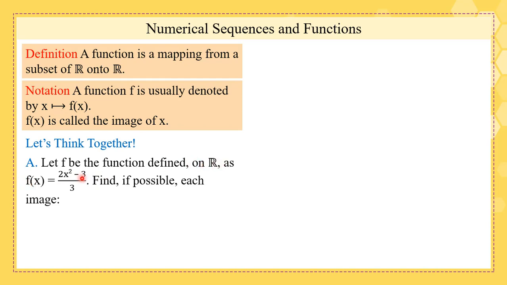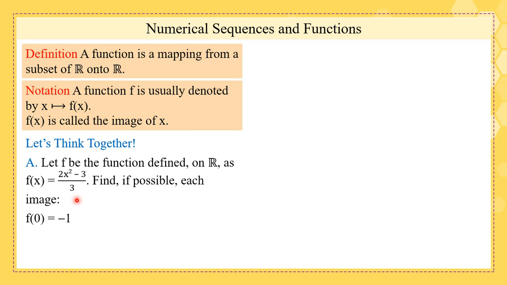You see, the name of the function is f, and we have a relation between f of x and x, because one of them is the dependent variable and the second one is the independent variable. The question is find if possible each image. So f of x is called the image.